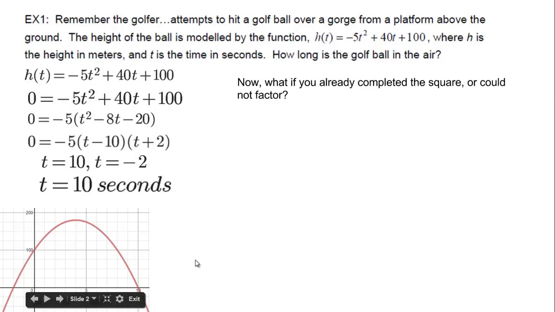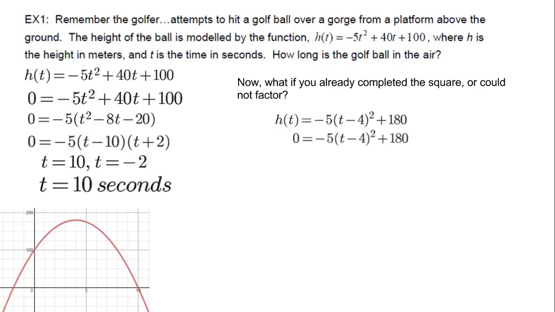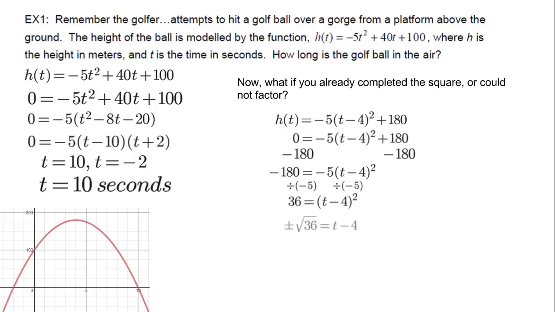Well, now the question is, what if you already completed the square or could not factor it? If you couldn't factor it, you could use the quadratic formula. But if you already have the square completed because you found the maximum, you don't want to go finding the factored form as well. If it's completed, and we completed it in the last lesson or 2 lessons ago, you could solve it: set h of t equals 0, bring the 180 over the other side, divide by -5, take the square root plus or minus of 36, that's just 6, add 4, and you get t equals 4 plus 6 and 4 minus 6, which gives you t equals 10 and t equals -2.